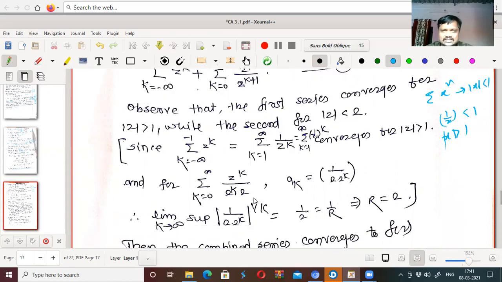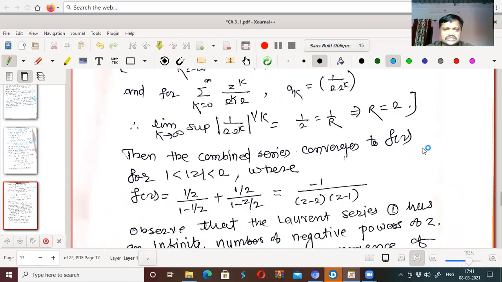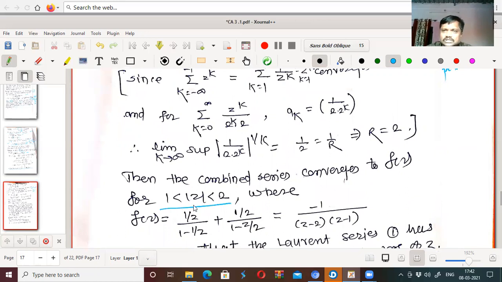And for the second also, it can be written as z by 2 to the power k, of the type 1 upon 2 into 2 to the power k is a_k. So again it converges, the radius of convergence we can find is 1 by 2, and r is equal to 2. Or you can simply use z by 2 to the power k. So mod z by 2 is less than 1, that means mod z is less than 2. Then the combined series converges for this annulus. This series converges for all mod z greater than 1 and this for all mod z less than 2. So the whole series converges for 1 less than mod z less than 2.